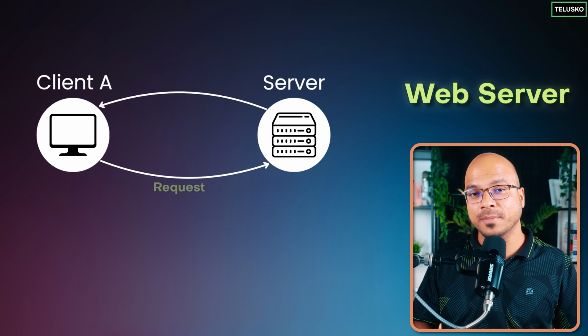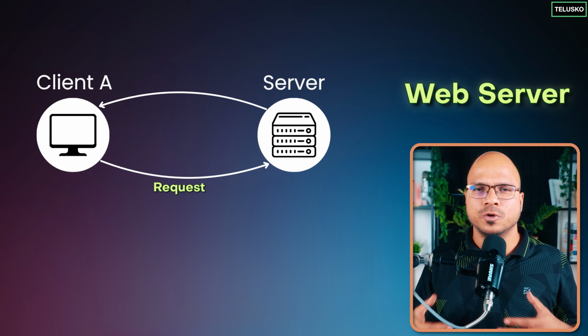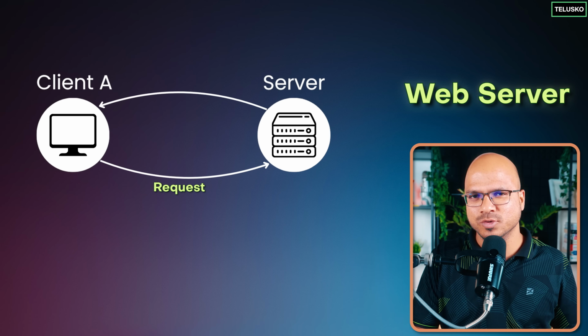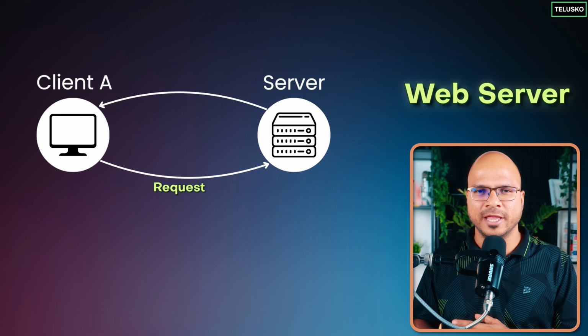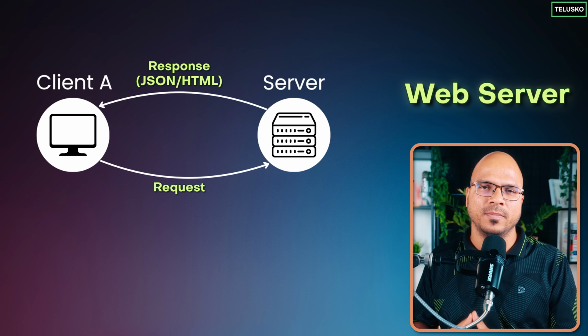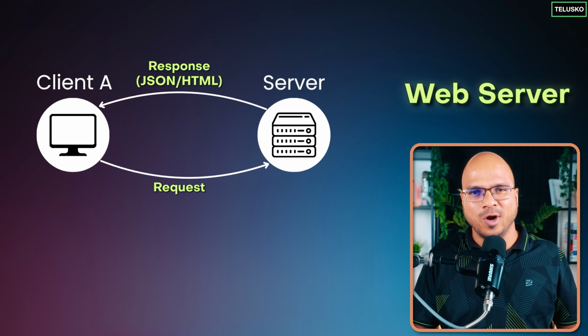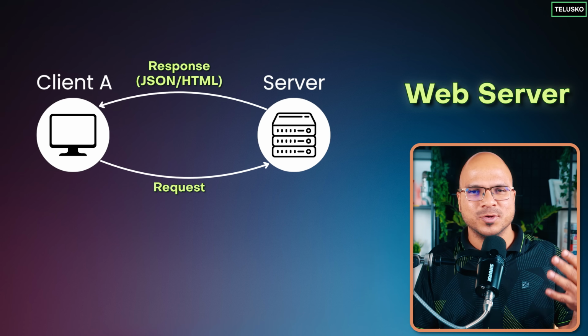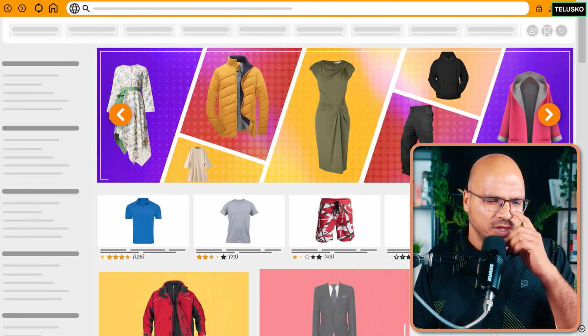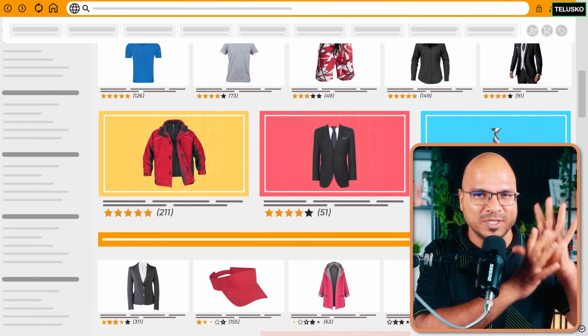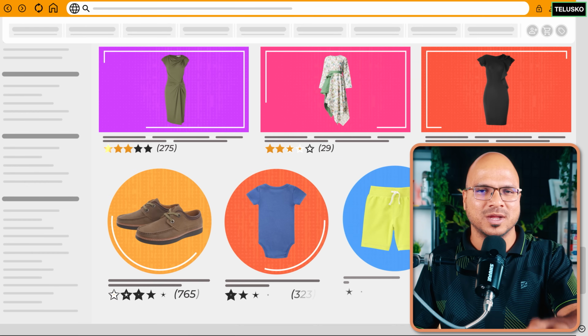On the other hand, for the web server, what's the job of a web server? To give the data to the user. Now, normally this data can be in the format of HTML or it can be in the format of JSON. Why HTML? Because in the real world, we all use web pages, right? So when you go to Google, or any website like Amazon, you see the Amazon page, right? You see all the products.